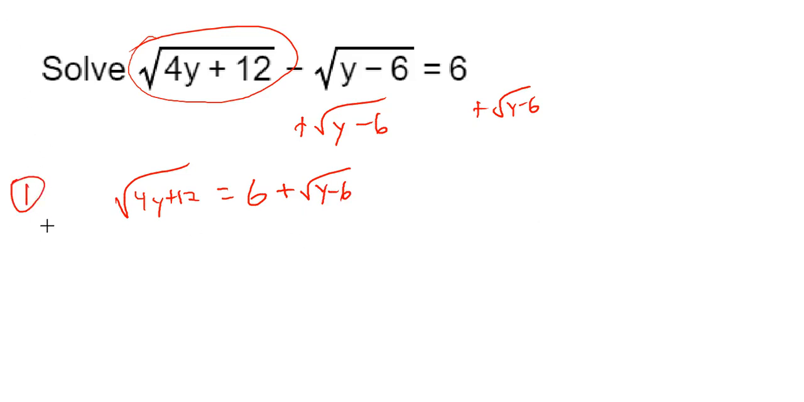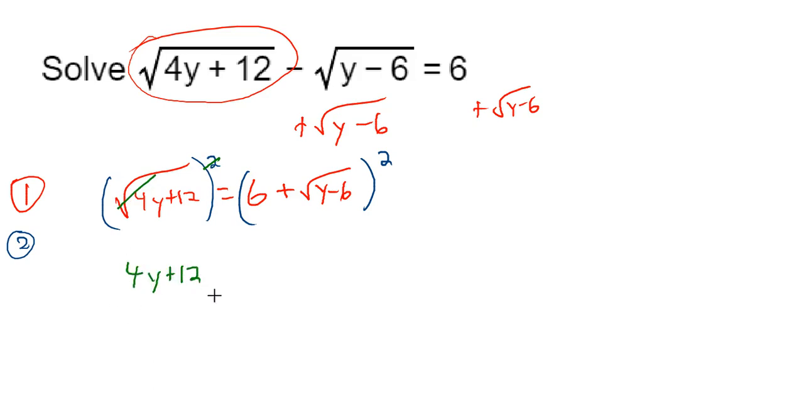So that's step one: isolate one of the square roots. Step two is to square both sides. So I'll square the entire left-hand side, square the entire right-hand side. On the left-hand side, just as we've seen with every other problem we've done so far, the power of 2 cancels out directly with the square root, and we'll just get 4y plus 12. So one square root is gone.